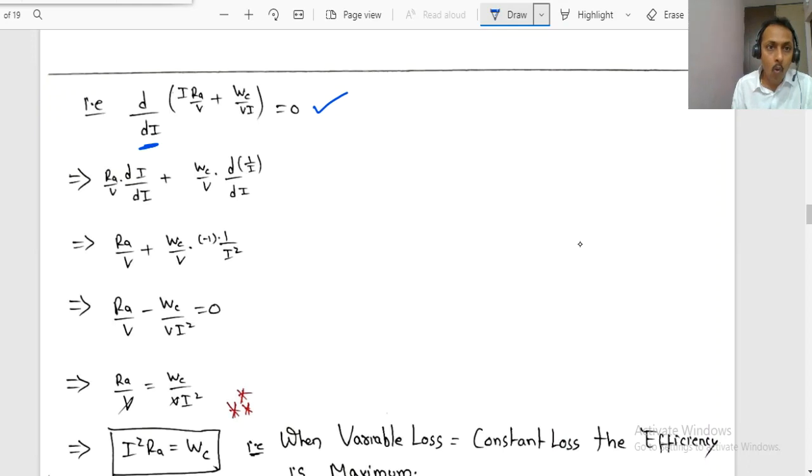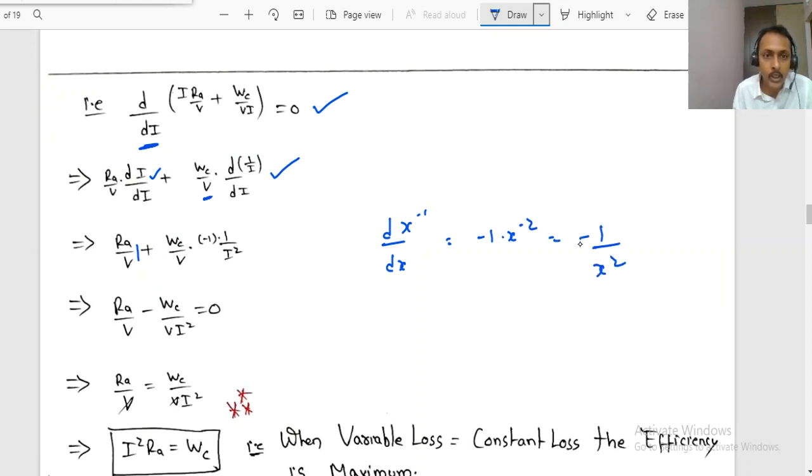So RA by V is taken out common, derivative of current with respect to current, plus omega C by V is taken out common, derivative of 1 by X with respect to X. So RA by V, derivative of X with respect to X is 1, right? And derivative of X power minus 1 with respect to dX, how much will you get? Minus 1 into X power minus 2. This is nothing but minus 1 by X square. That is what you have written here: minus 1 divided by I square. So if you further simplify, RA by V minus omega C by VI square is made equal to 0.